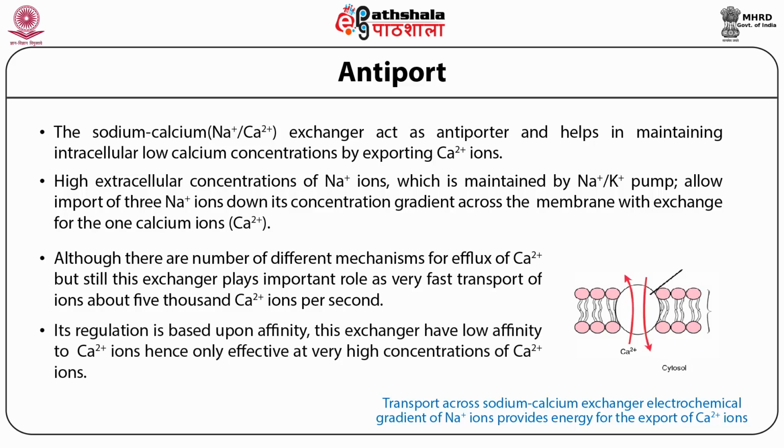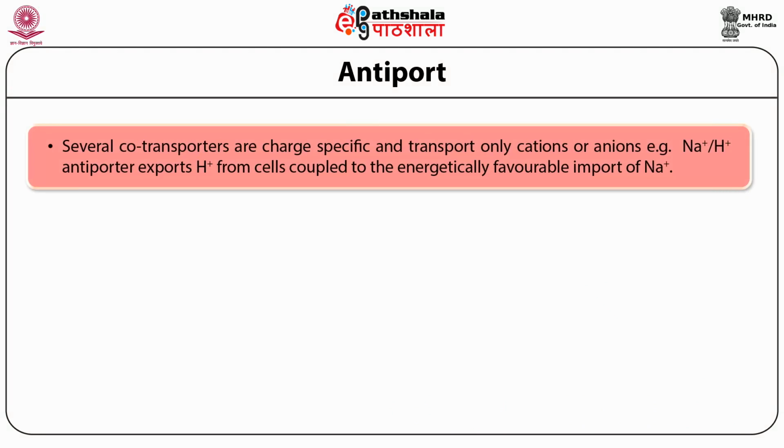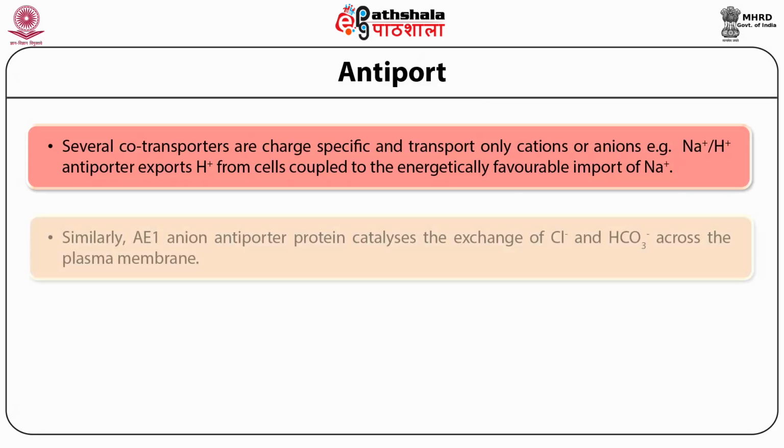Its regulation is based upon affinity. This exchanger has low affinity for calcium ions, hence it is only effective at high concentrations of calcium ions. Several co-transporters are charge specific and transport only cations or anions. For example, the sodium proton antiporter exports protons from cells, coupled to the energetically favorable import of sodium ions, which are positive in nature. Similarly, the AE1 anion antiporter protein catalyzes the exchange of chloride and carbonate ions across the plasma membrane.